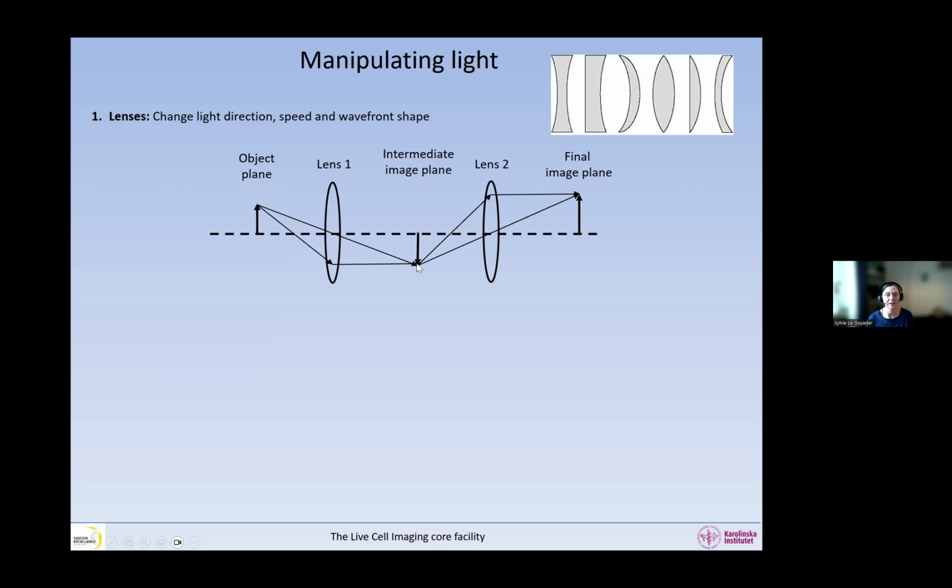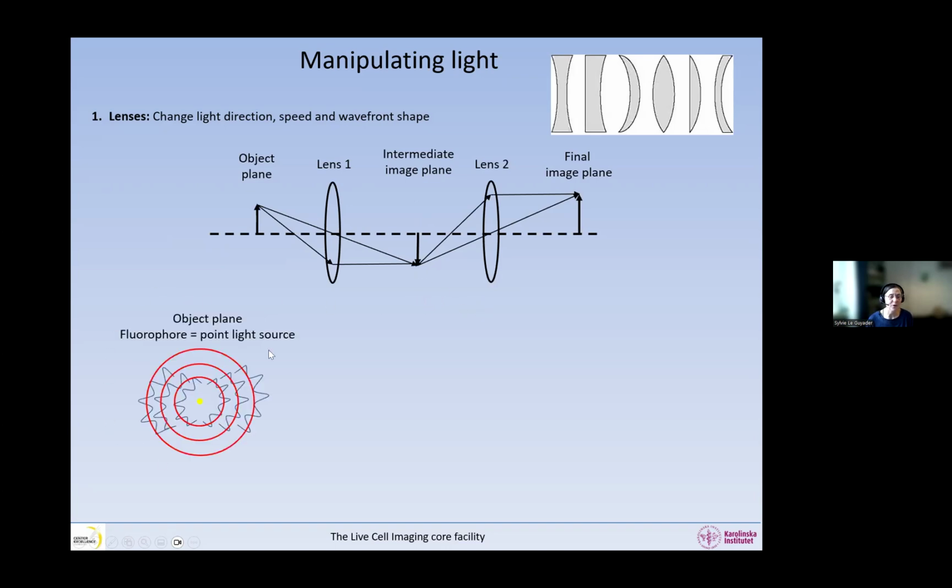So we're getting an image of the sample, which is inverted, and then we have another lens, which is going to put that thing straight and maybe magnify it a little bit. And here we have another image. Here we have an image and it's the final image plane. Here we have an image and it's the intermediate image plane. And here we have no image in between. Light is traveling, but there's no image. So we have definite planes where the images form.